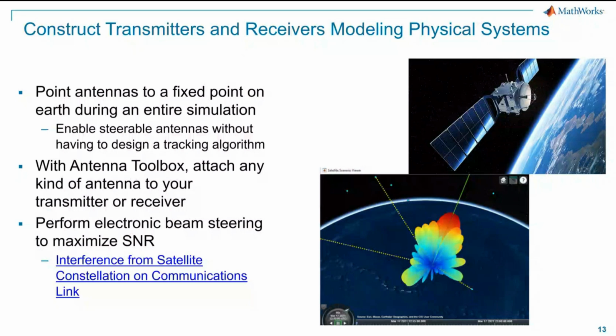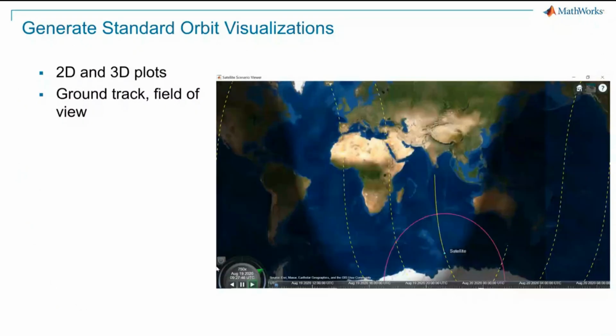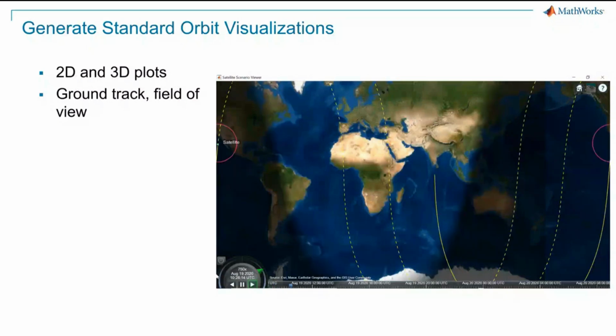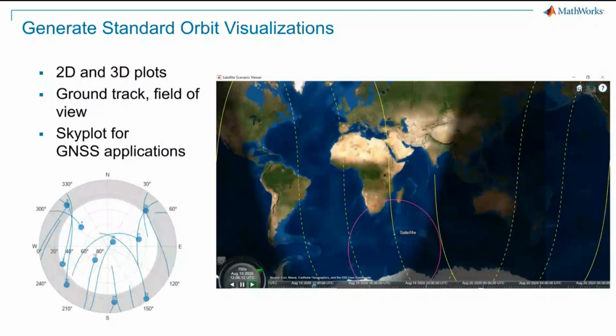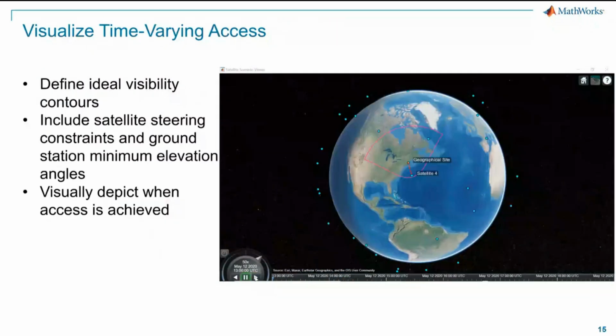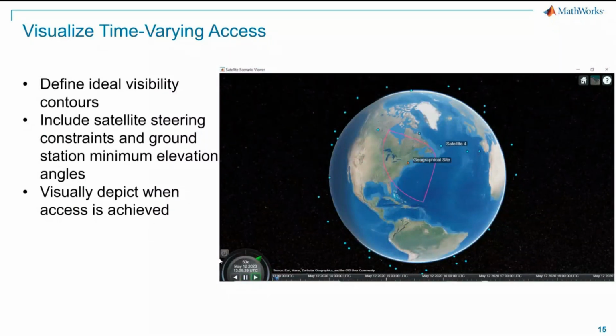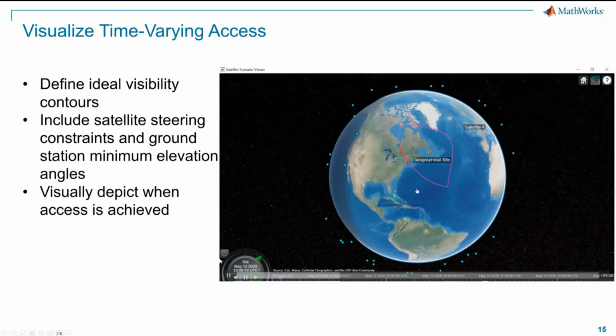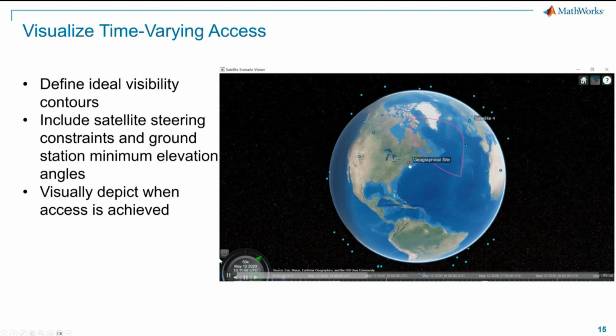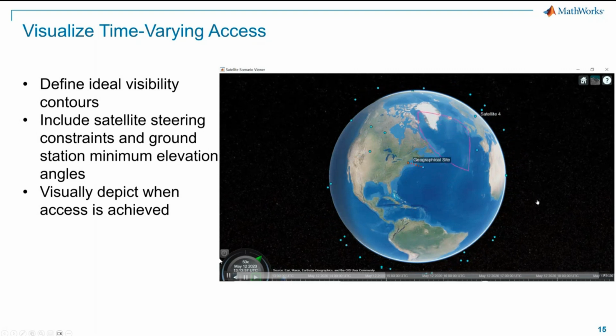You can look at various ground tracks and fields of view for a specific orbit, where it actually goes along the Earth, which gives you a visual confirmation of what you're doing. In addition, you can look at sky plots, so there are some GNSS applications there as well. So that's the time varying access that I mentioned. Basically, if you have satellites moving overhead, at what point does your ground station see that satellite and for how long? You can see when you have access, see visually when that is achieved, and see the movement of the satellites above your ground station.